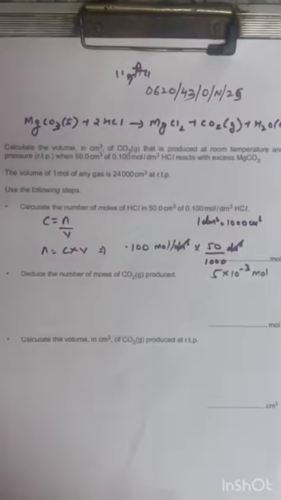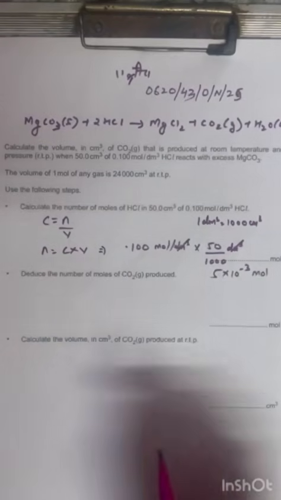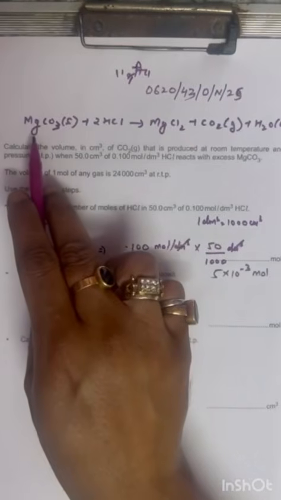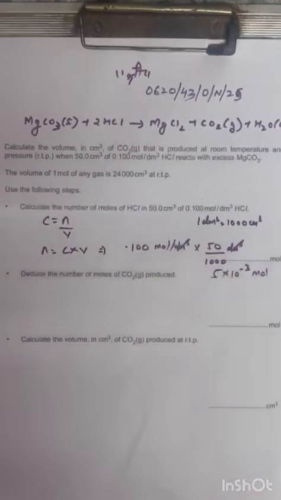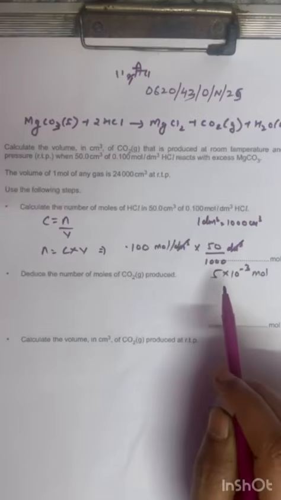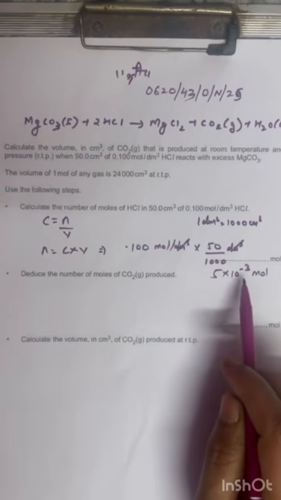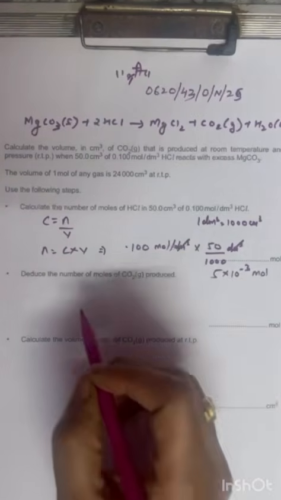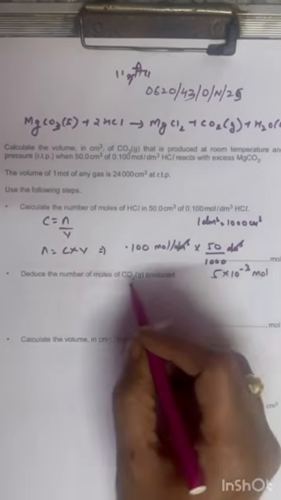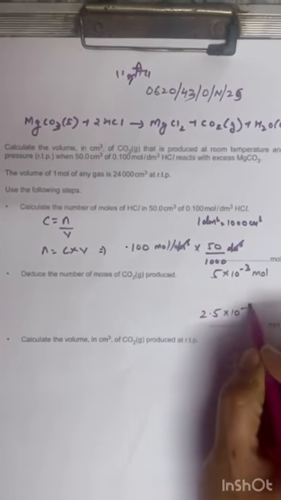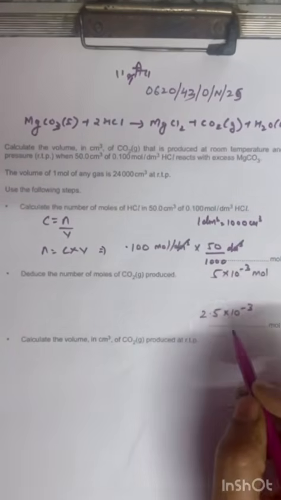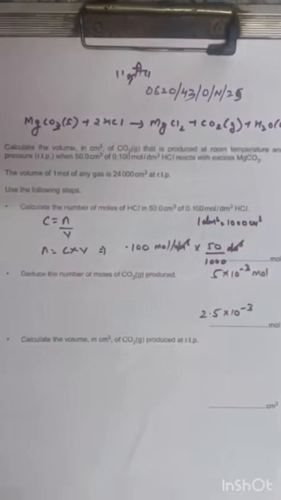Now in the second part, it says deduce the number of moles of CO2 produced. Now first of all, check the reaction. 1 mole of magnesium carbonate, 2 moles of HCl and 1 mole of CO2. So every 2 moles of HCl will give 1 mole of CO2. It means that if HCl is 5 into 10 to the power minus 3 moles in this reaction, then CO2 would be half of it. So the answer will be 2.5 into 10 to the power minus 3 moles. Simply divided by 2 because this is half of HCl.